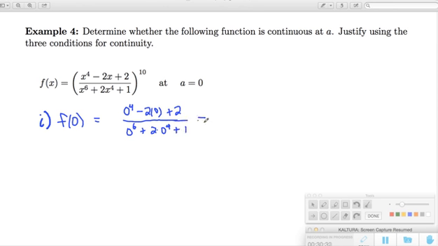Well, usually with a rational function, that's when you have something in the denominator. You need to worry about where the denominator is 0. Here, we didn't get 0 in the denominator. So what happens is we get 2 over 1 to the power of 10, which is obviously just, I'm not going to multiply that out, but that's obviously just a perfectly fine number, and we've satisfied condition 1. f of 0 is actually defined. What the heck, I'll go ahead and multiply it out.